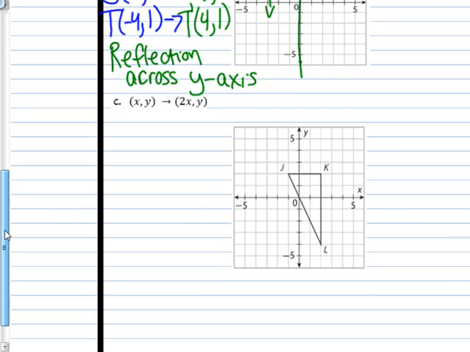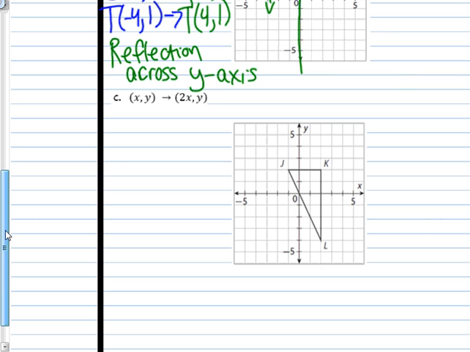The first thing that I want you to do is find the coordinates of J, K, and L. Okay, these are the coordinates of J, K, and L. Go ahead and check that you have the right ones. And then I want you to apply the transformation. The transformation is a 2xy, so the y coordinate is going to stay exactly the same. The 2x means you're going to multiply the x coordinate by 2. So I want you to go ahead and write the prime notation for J, K, and L.